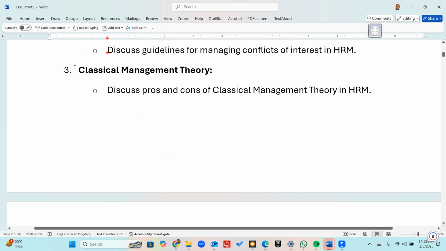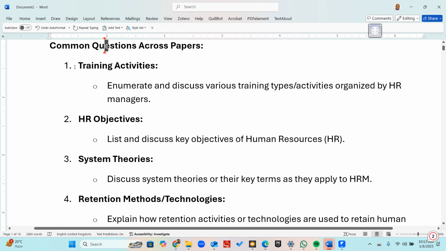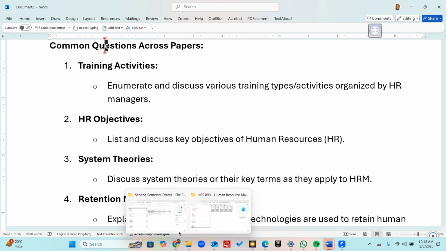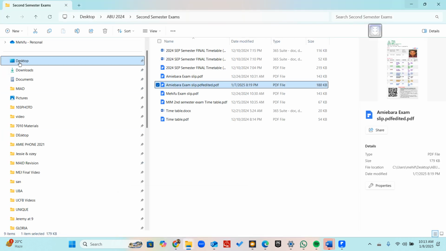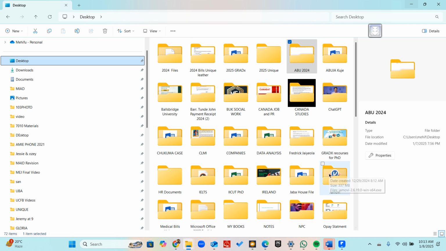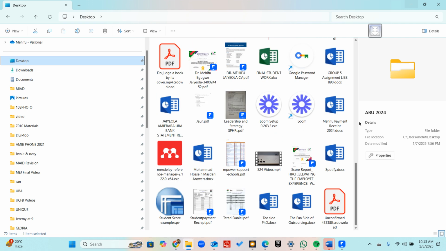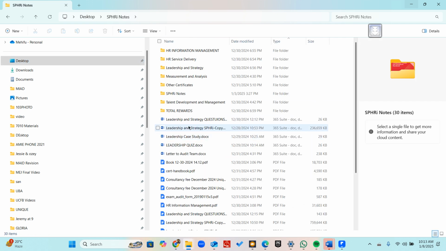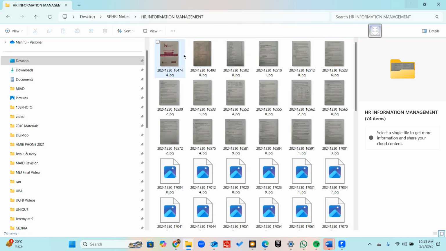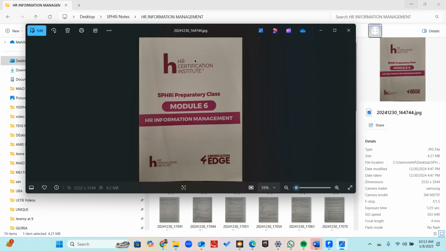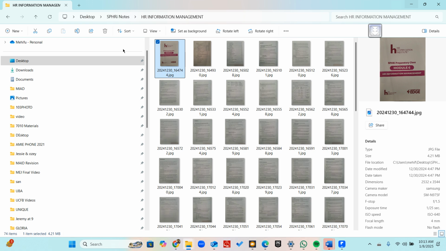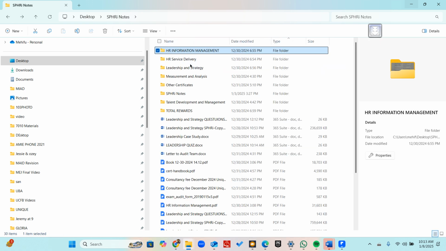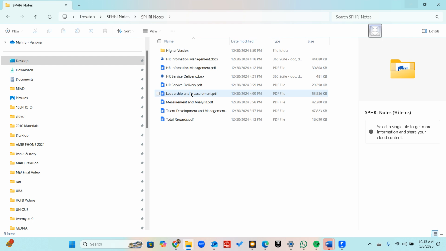So I'll be taking this. I've got you covered here because for HR, this is my specialty. These are complete notes on HR, information management, HRIS. This is my specialty.